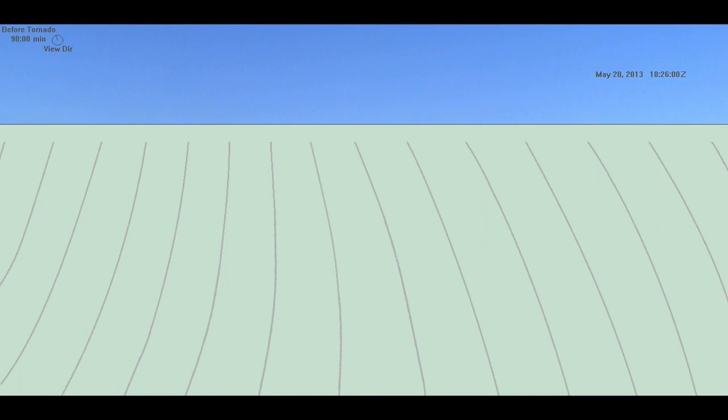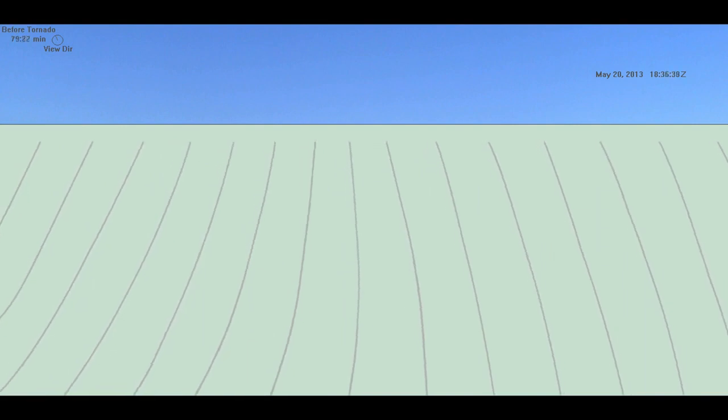So I'm going to show you the animation one time, and we're going to just look at it, just enjoy it for the first time, and then we'll go through again, and then I'll show you the different processes that happen within the animation. So we're 90 minutes before the tornado.